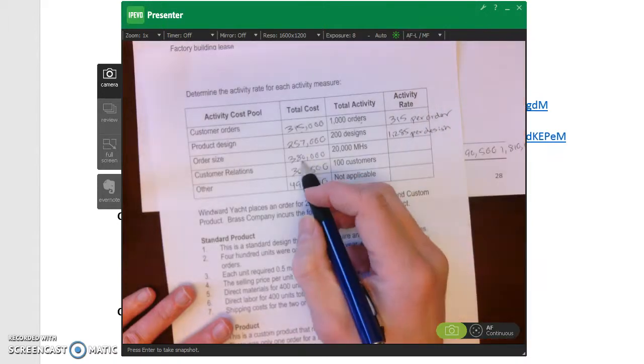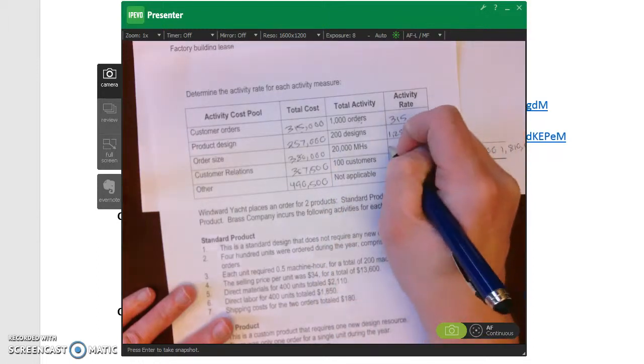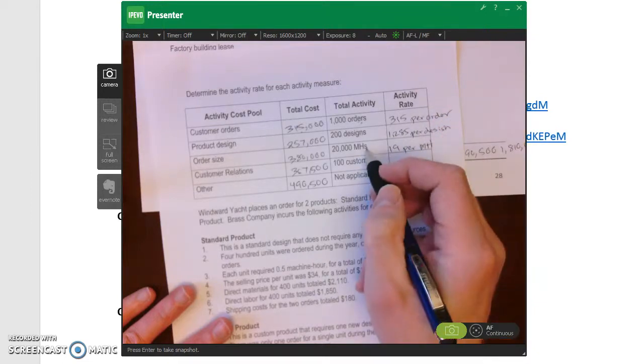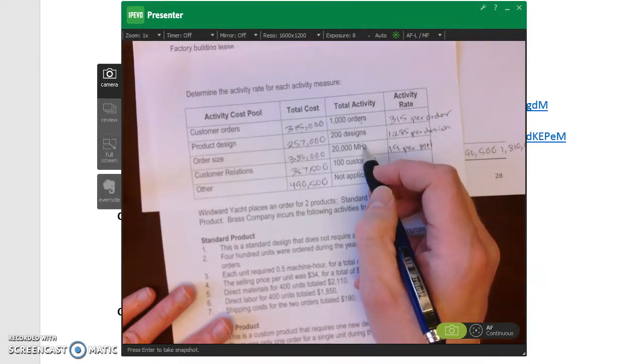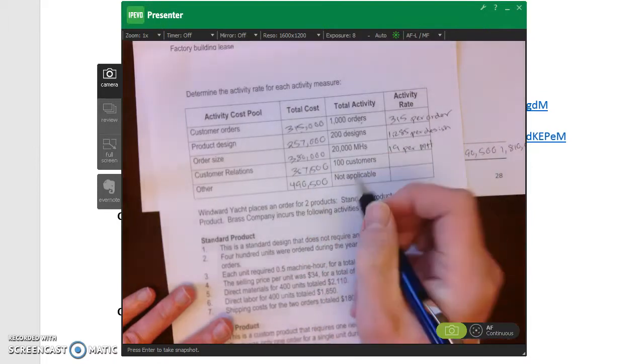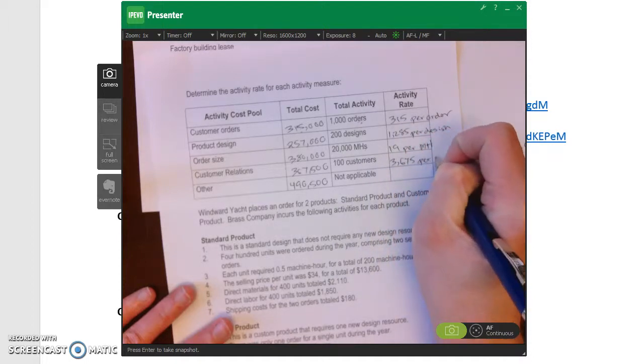We take the order size of $380 divided by the 20,000 right over there, which would give us our $19 per MH, machine hour, because you can see MH stands for machine hours. Customer relations, $367 divided by the 100 gives us $3,750 $6.75 per customer.